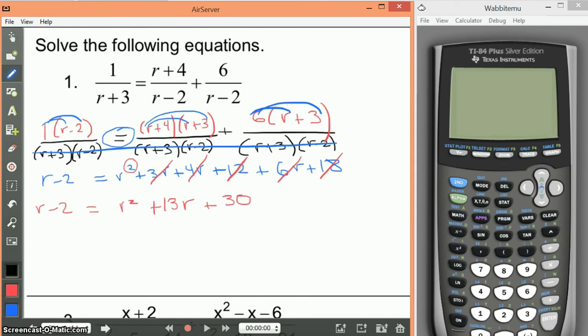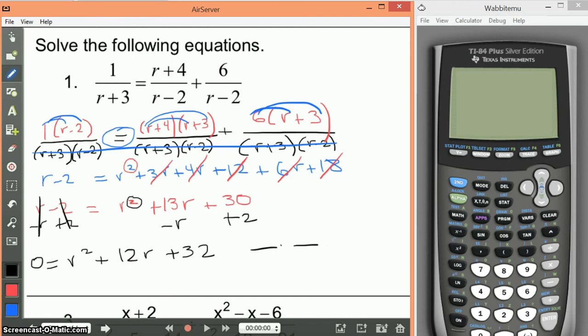Now, since we have an r squared, you need to move the r to the other side. This cancels out, and you move the 2 to the other side. This cancels out. So r squared plus 12r plus 32 is equal to 0. Nothing is left. So think of two numbers that when you multiply, you get 32, and when you add, you get 12.